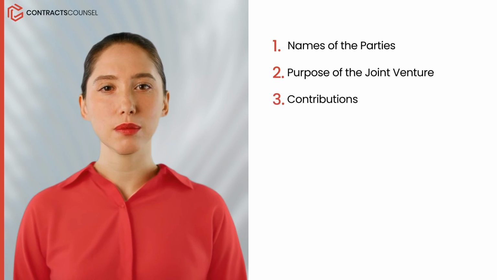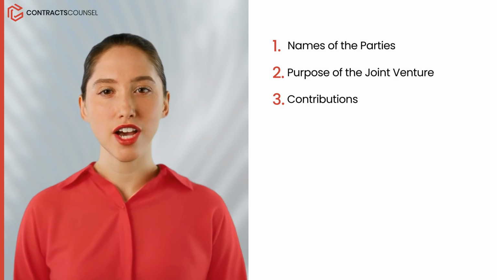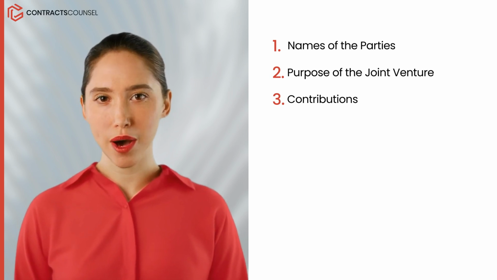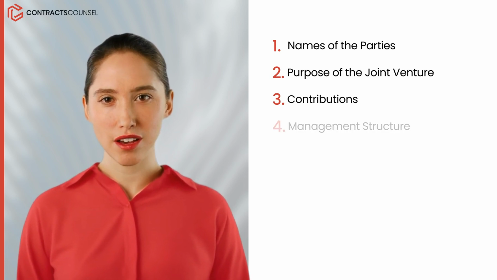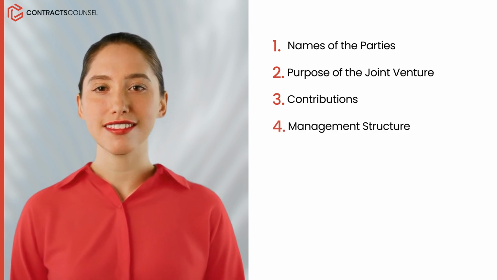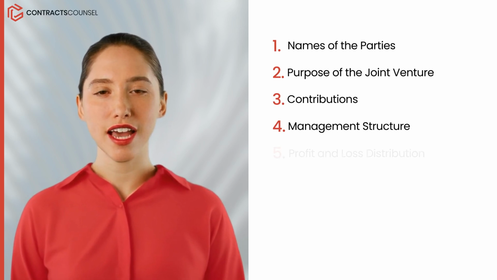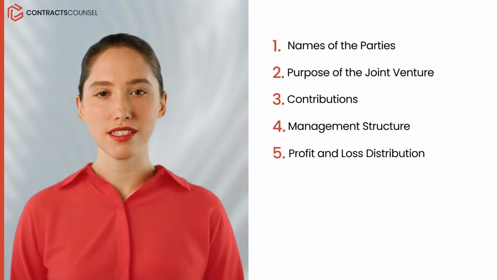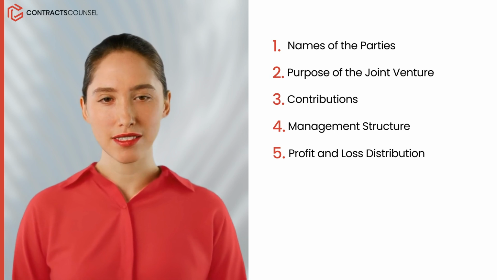3. Contributions. This section specifies the contributions of each party. Contributions may be capital, intellectual property, marketing, labor, or other types of contributions. 4. Management structure. This section outlines the management and decision-making process between all parties forming the joint venture. 5. Profit and loss distribution. This section details how profits and losses will be shared among the parties.